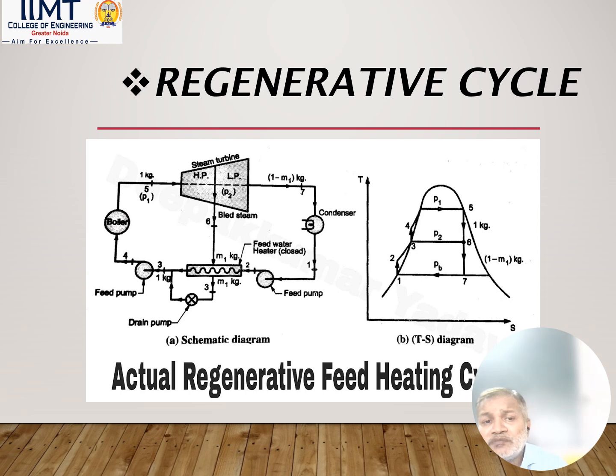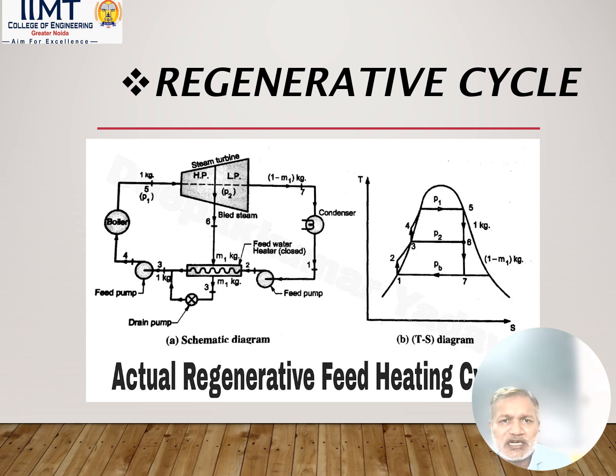We bled steam in such a way that after the heating, the water will become saturated liquid at state 3, at pressure P2. See here the example, in the heater, this is the closed type of heater. Heaters are of two types, closed and open. So the 1 minus m1 kg water is in the pipe and that is surrounded by the m1 kg steam. Since all the steam is condensed, this condensed steam is further mixed and the 1 kg saturated liquid is produced at state 3.